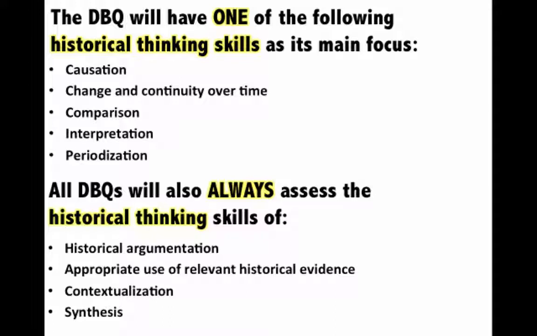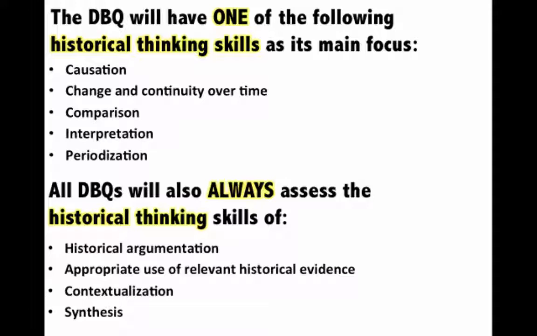Now, all DBQs are always going to assess the historical thinking skills you see right there at the bottom. You're going to have historical argumentation. You know, how do you use evidence to create an argument? You're going to have to demonstrate your ability to appropriately use relevant historical information. So, what is information to advance your argument? You know, you're going to need to do that.